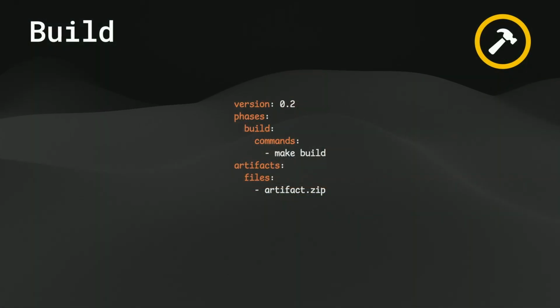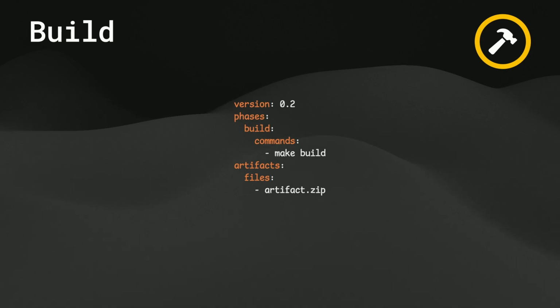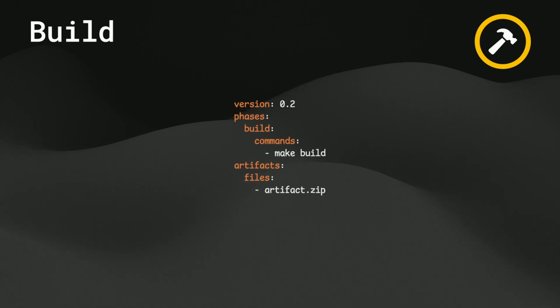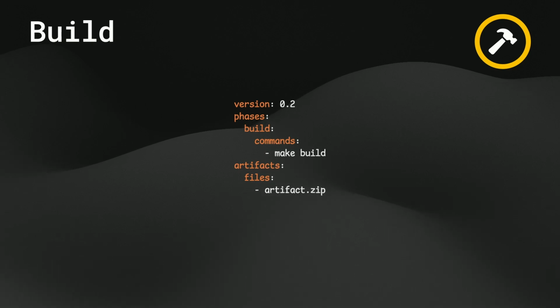So it's going to run the same make build that you saw over in GitHub Actions, except it's then going to say the files that you're going to pass back as the artifact is this artifact.zip file. So then CodeBuild runs, and CodePipeline will then capture whatever the output was that was defined here, and then it will store that for whatever the next step in the pipeline is going to be.